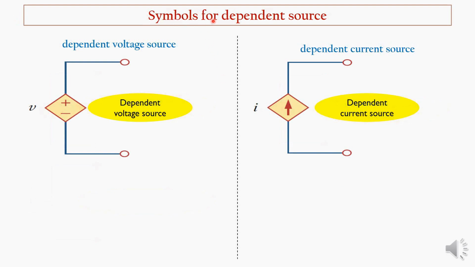Let's see the symbols which are used to represent the dependent sources. First is the dependent voltage source. Dependent voltage sources are represented with a diamond shaped structure. In that diamond shape structure, you can see the polarity is given, negative and positive terminal. And in case of the dependent current source, you again have a diamond shaped structure, but instead of the polarity, the direction of current is given, which can be upward or downward. So this is how it will be represented.